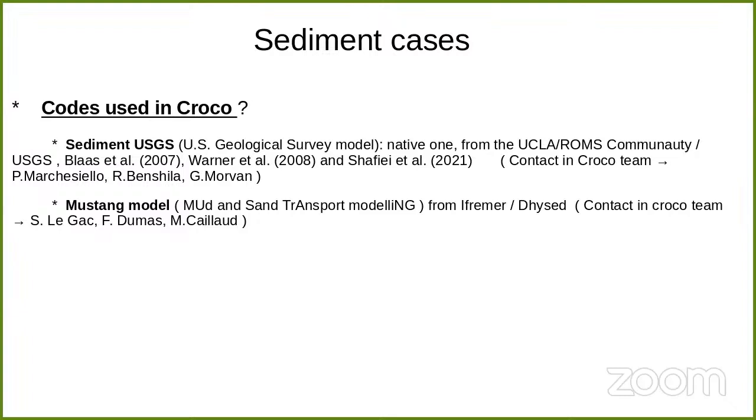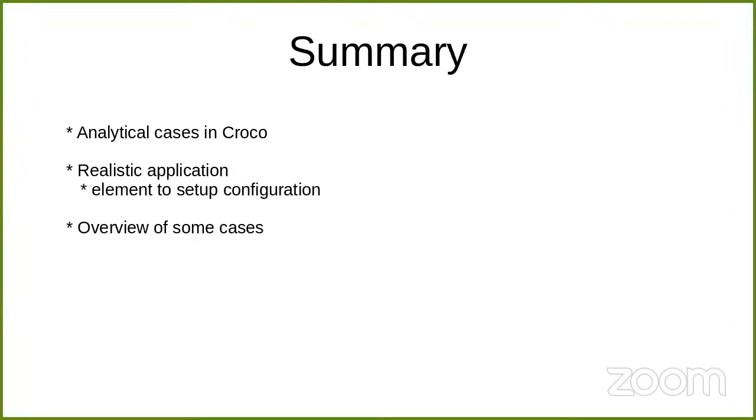What module is used in CROCO? So we have sediment USGS. As Rashid said, we call it USGS, but it comes from the Geological Survey, the American Geological Institute. The key is SEDIMENT in capitals, and the other one is Mustang. It's from Ifremer. But we already saw that.